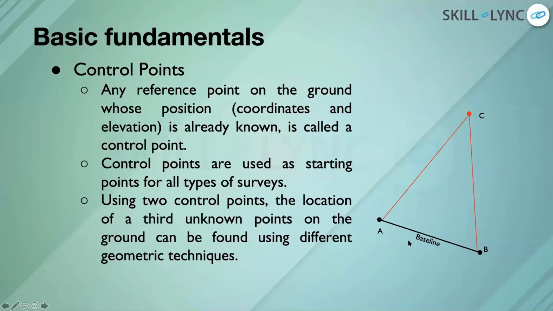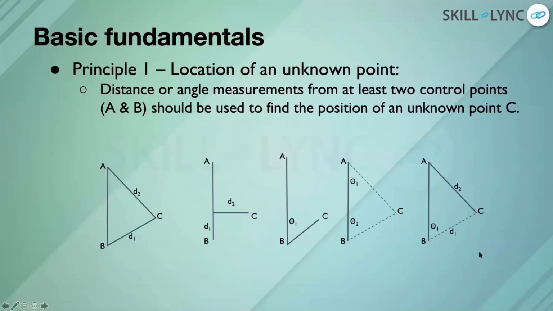Surveyors generally start working from the control points. They generally join the control points to establish the baseline, and they work from the baseline to any unknown point. As I said, using 2 control points, A and B, you can find the location of a third point. You can find its coordinates and elevation by making linear measurements or angular measurements from A or B. So that's what I have shown here.